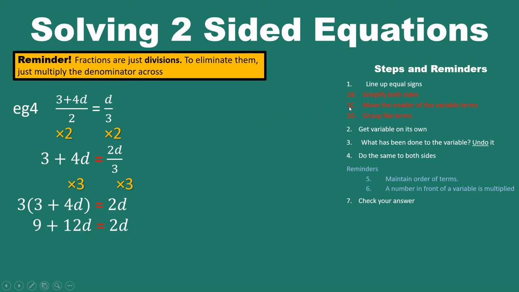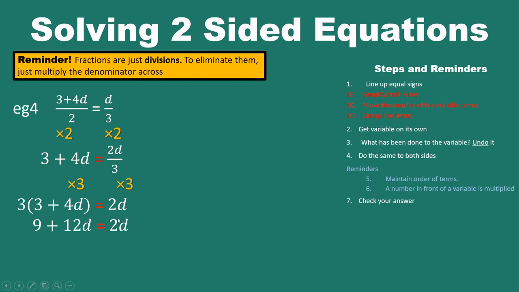Next step, move the smaller of the variable terms. And let me just explain to you why we're always moving the smaller of the variable terms. If I took the bigger one, so 12d, over to this side, I would have to subtract it because this is add, and then I'd end up with a negative term over here. 2d minus 12d would give us negative 10d. I don't particularly like working with negative terms whenever I can avoid it.